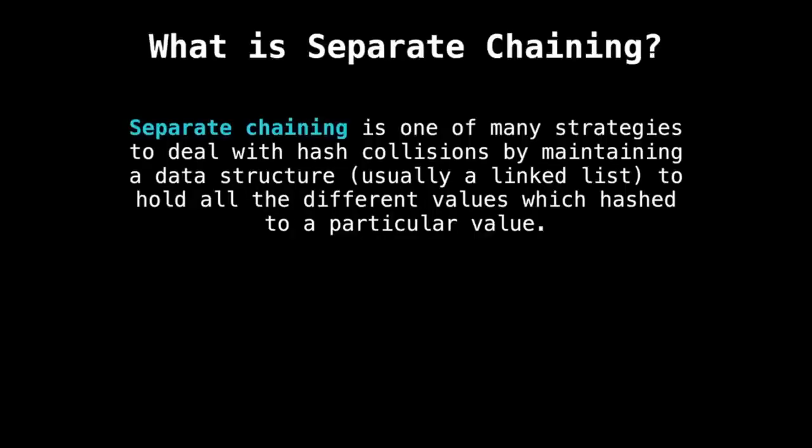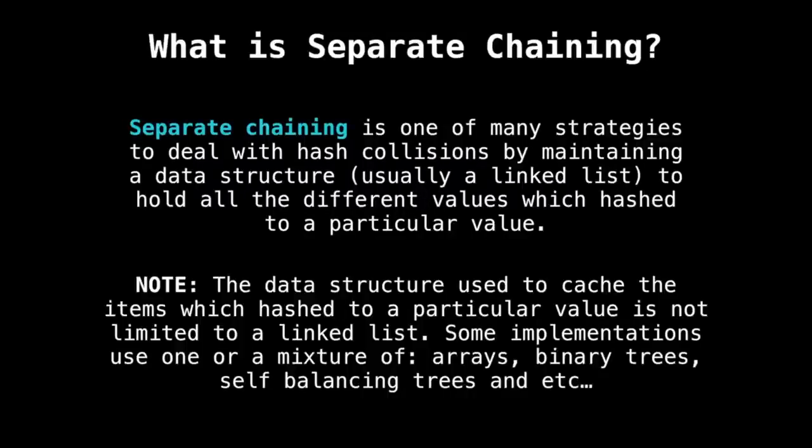Well, what separate chaining does is it maintains an auxiliary data structure to essentially hold all the collisions. And so we can go back and look up inside that bucket or that data structure of values for the item we're looking for. And usually we use a linked list for this, but it's not limited to only linked lists. We can use arrays, binary trees, self-balancing trees, or even a hybrid approach.